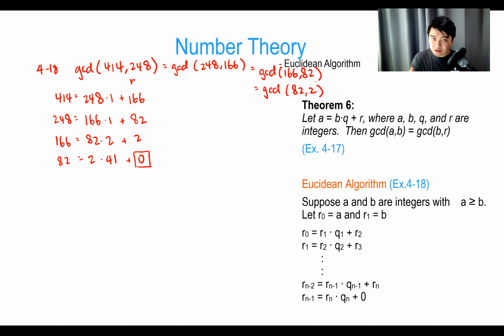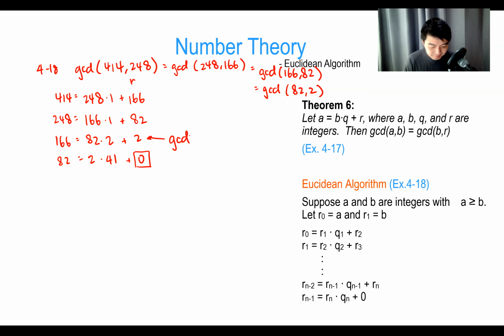Well, 82 and 2 divides evenly, right? So 2 divides 82. So which one is our GCD? Well, it must be 2. It must be the smaller of the two numbers. So the answer is always the very last remainder that we have. So the GCD here is equal to 2. See, the answer is equal to 2.